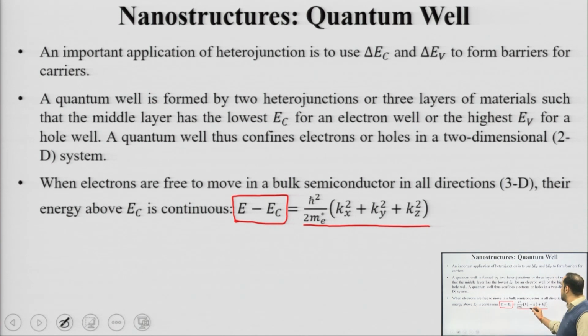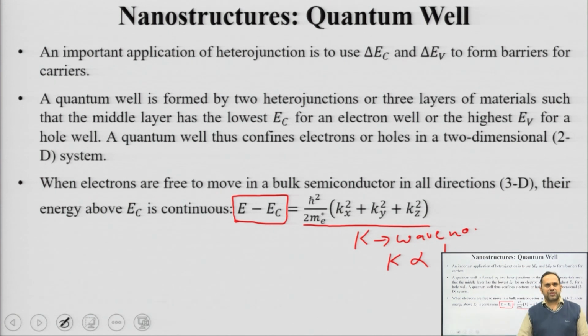So, this k here is nothing but the wave number. In 3 dimensions, this is the wave number in x, y and z, and we know that k is actually proportional to the momentum. So, the energy is fairly continuous with respect to distance.